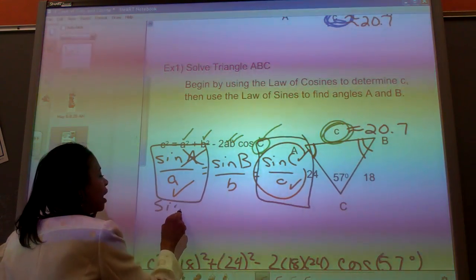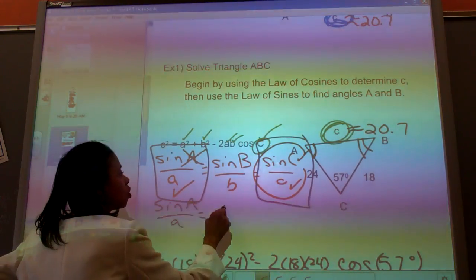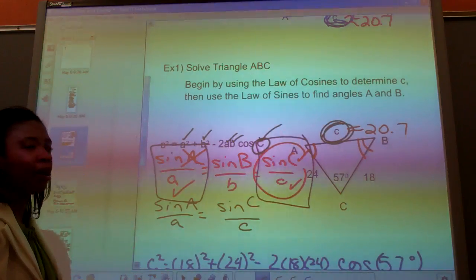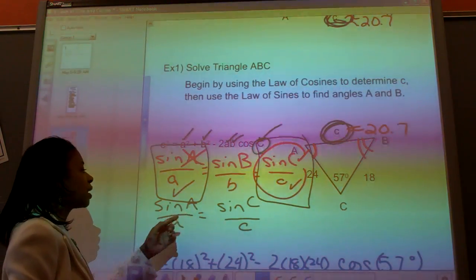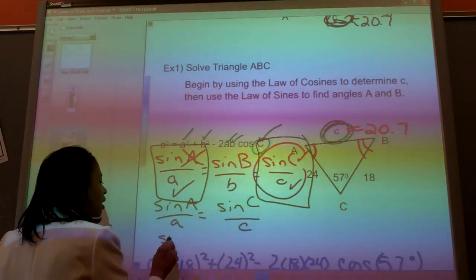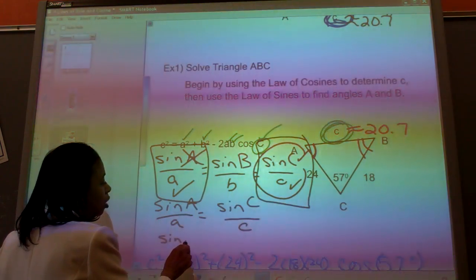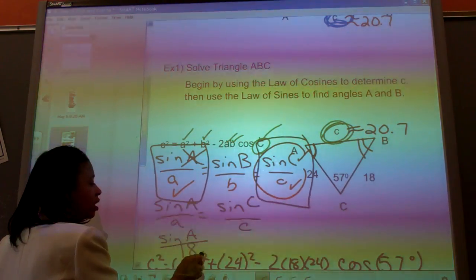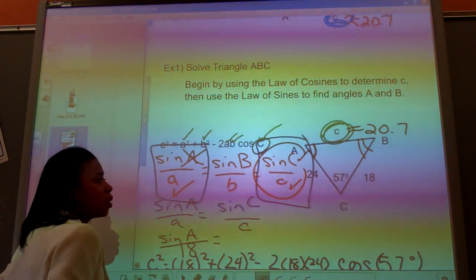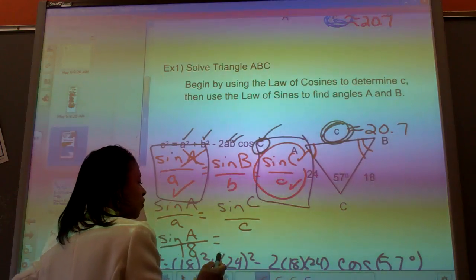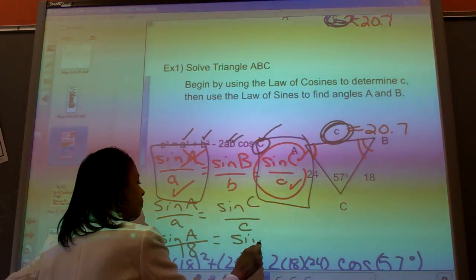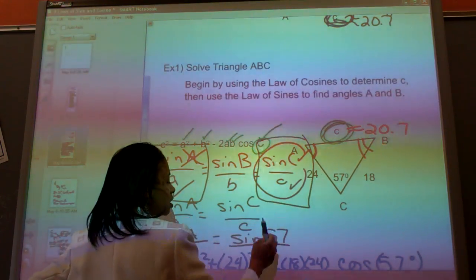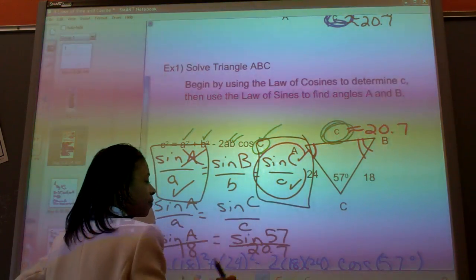So I'm doing sine A over A equals sine C over C. By substitution, I just plug everything in now. Sine of A, which is unknown, I don't know what that is, over the length of A, which is 18, equals the sine of C. That angle measures 57 degrees, so that's the sine of 57 degrees over the length of C, which is 20 and 7/10.